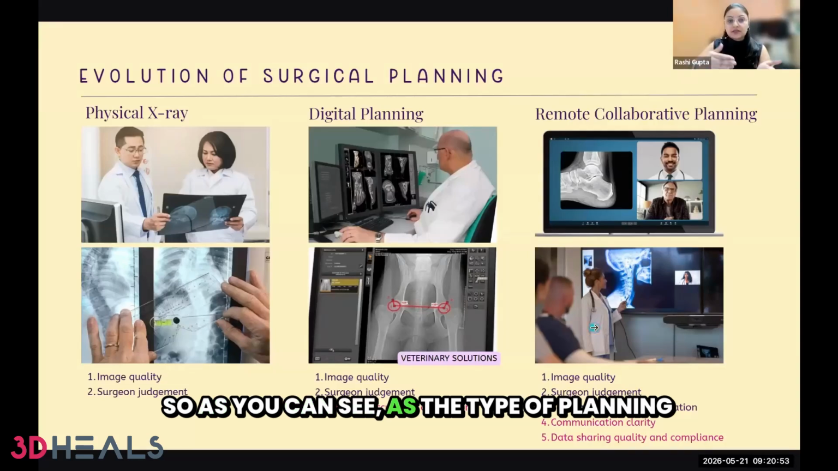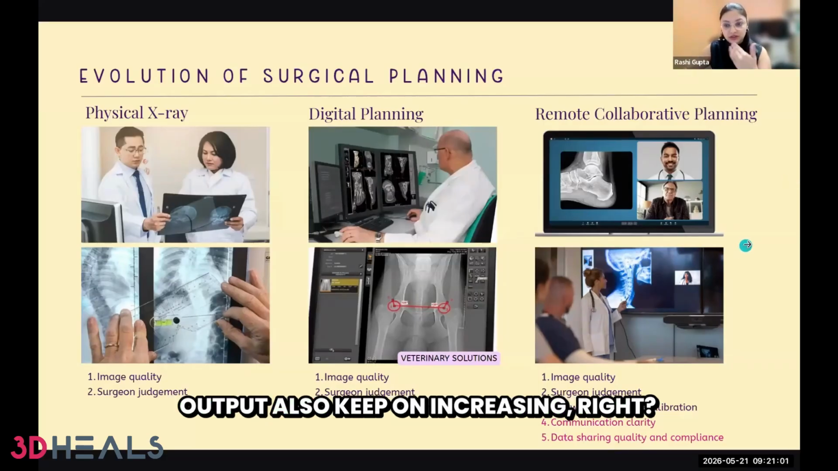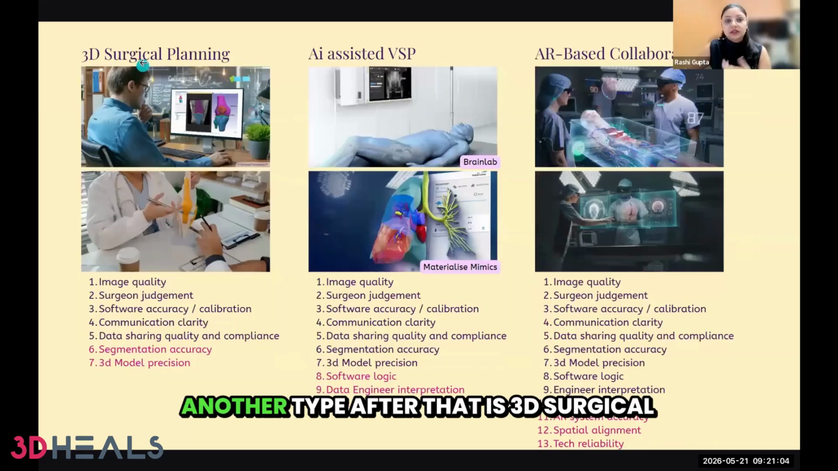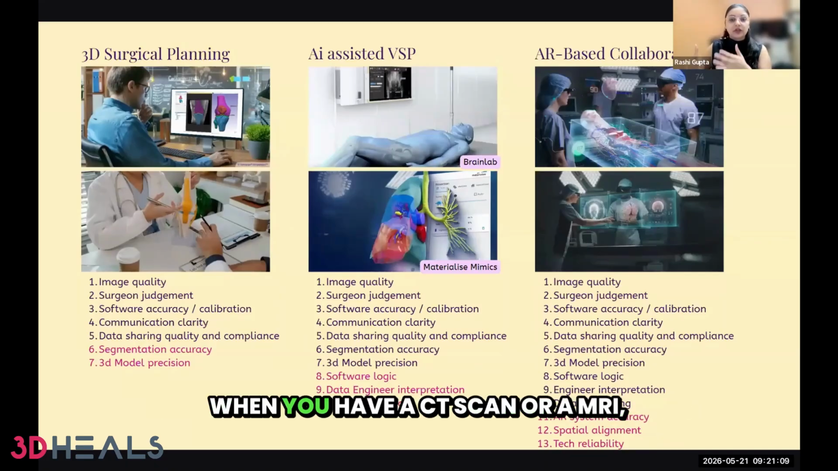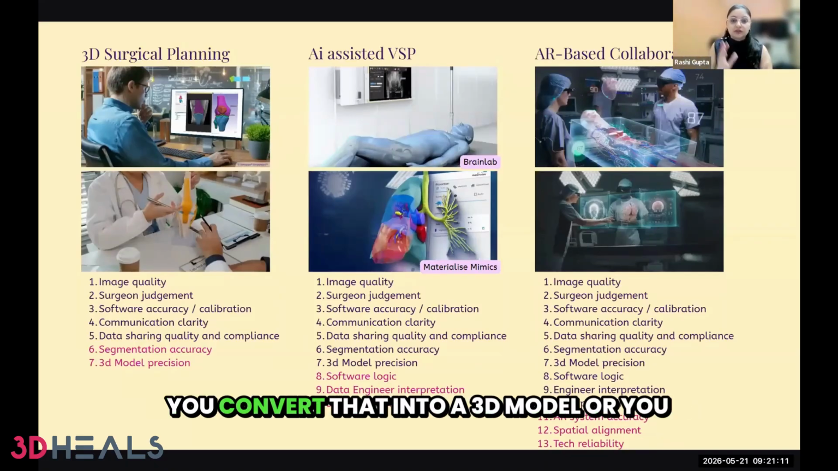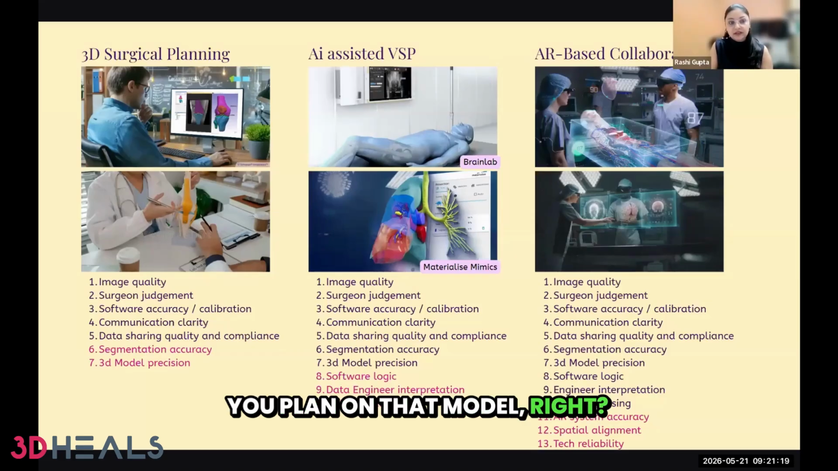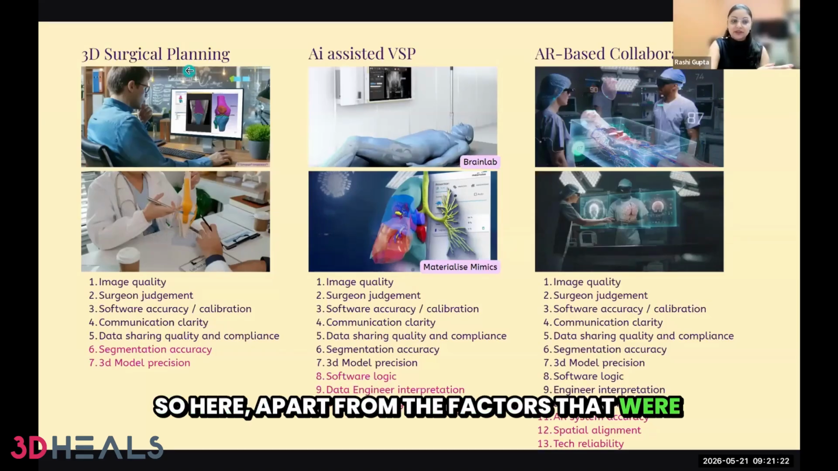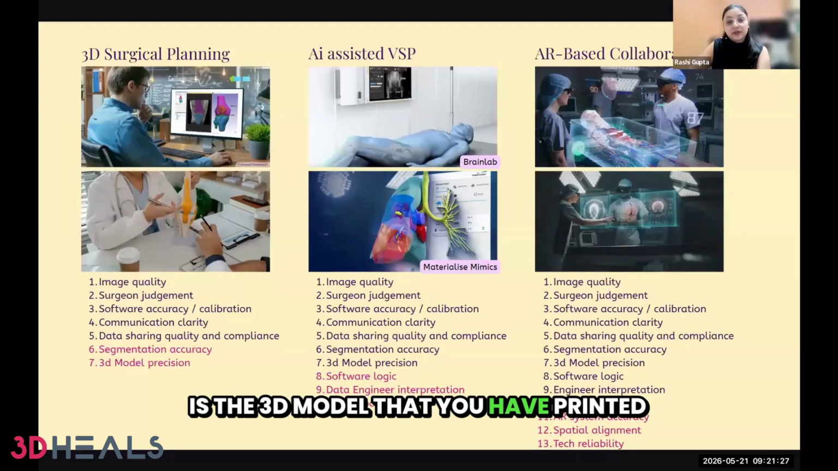So as you can see, as the type of planning evolves, the factors that affect the final output also keep on increasing, right? Another type after that is 3D surgical planning, which we do very often, which is when you have a CT scan or an MRI, you convert that into a 3D model, or you 3D print a model, and then you plan on that model, right? So here, apart from the factors that were there, two new factors add on. Is the segmentation accurate? Is the 3D model that you have printed accurate? So all these things affect the final output.